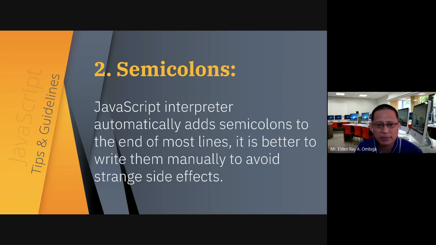The second one is about semicolons. JavaScript interprets automatically and adds semicolons to the end of most lines. This is one good thing with JavaScript. If you forget it, it will automatically add them. However, it is better to write them manually to avoid strange side effects. There might be some side effects, or the interpreter might misinterpret it. So it's better not to forget your semicolons in JavaScript.